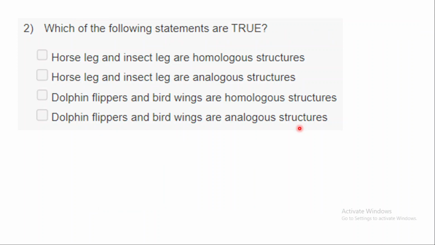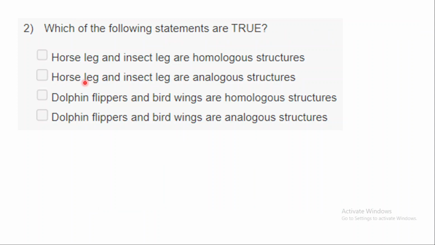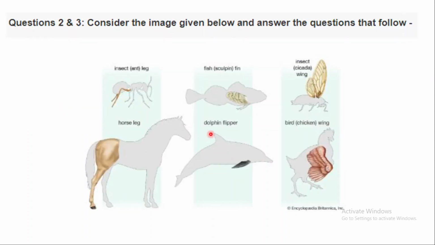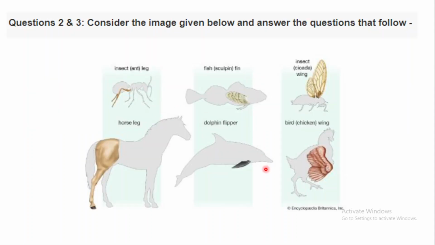So the second question follows: which of the following statements are true? Remember students, there can be multiple options correct also. So you have to read each statement, analyze, and then see which is the correct answer. Option A, horse leg and insect leg are homologous structures. Option B, horse leg and insect leg are analogous structures. Option C, dolphin flipper and bird wings. If you refer to this diagram, this is the dolphin flipper and the bird wing.